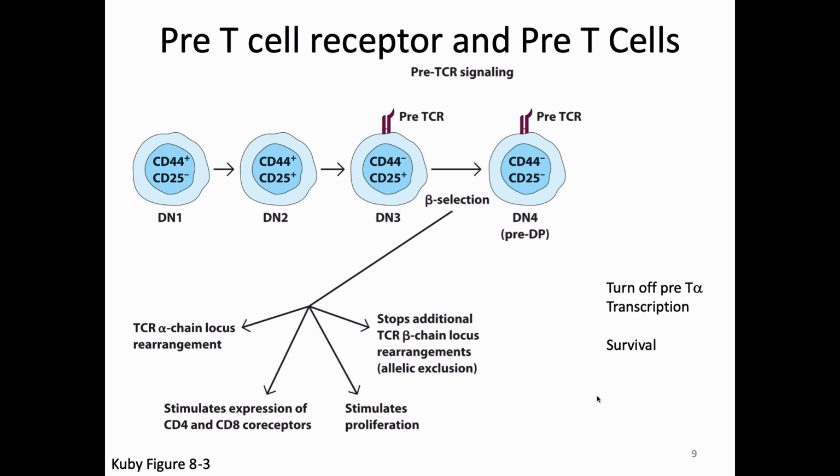So we can see a number of different steps that will start to happen as a result of signaling from that pre-T cell receptor. And those include things like survival. Those include further allelic exclusion. That includes turning off transcription of the surrogate light chain, pre-T alpha. That includes proliferation, and that includes starting the light chain or alpha chain rearrangement.